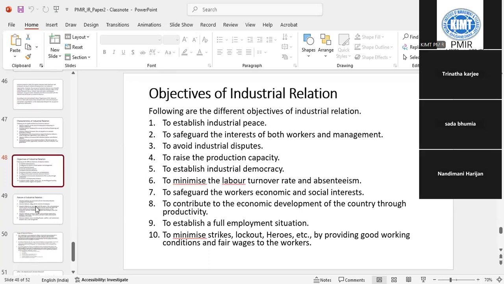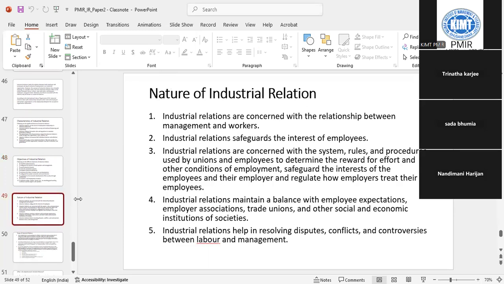Following are the different objectives. Nature. So it is similar to that. So when you understand the industrial relationship, you can write even the objective or principles or nature or benefits. You can tune your answer based on the question. Nature of industrial relationship is concerned with the relationship between management and workers. Industrial relations safeguard the interest of employees.